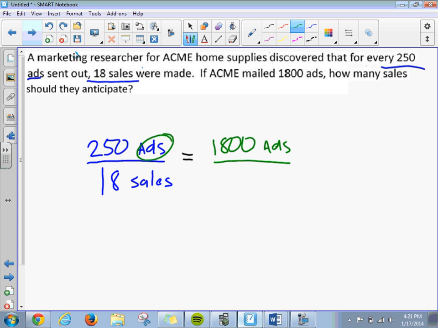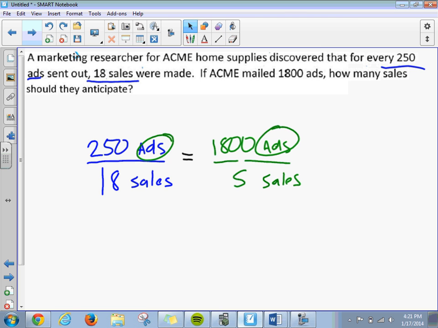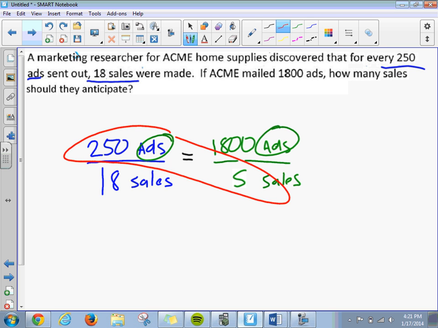I've got ads on top, which means I'll have to have sales down below. And we're trying to figure out how many sales we could get. So let's represent that with the variable s. How many possible sales are there? To do that, we can use our cross multiplication method. So we'll cross multiply and have 250 times s is equal to 18 times 1,800, which is going to give me 32,400, and we'll divide that by 250.